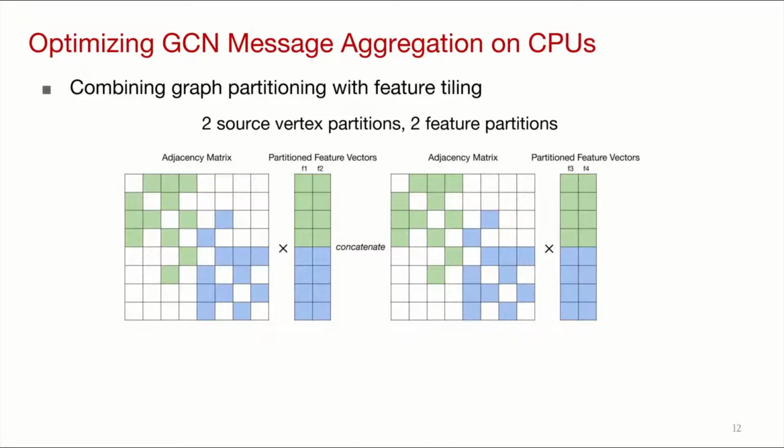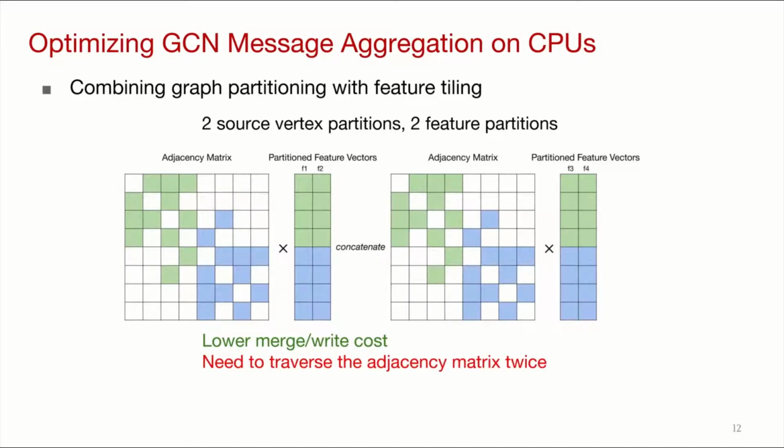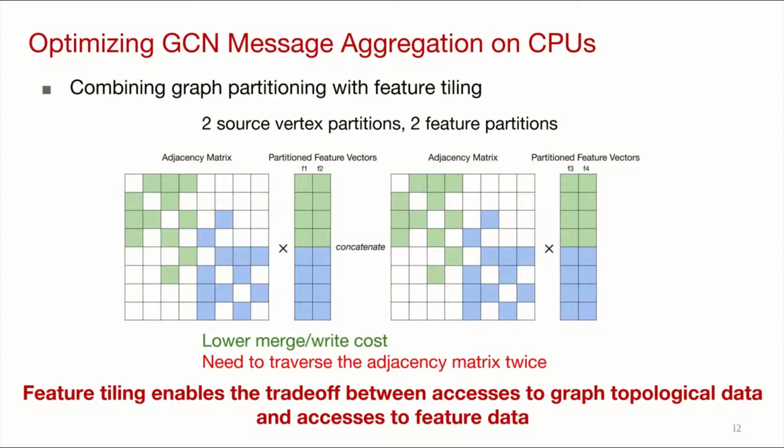As shown in the figure, feature dimension tiling reduces the merge cost by 50%. But the drawback is that it needs to traverse the adjacency matrix twice. Feature dimension tiling introduces a trade-off between accesses to graph topological data and accesses to the feature data. When the tiling factor is properly selected, feature dimension tiling can improve the performance.